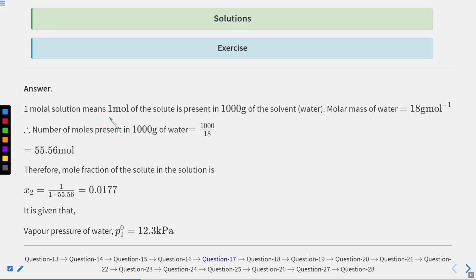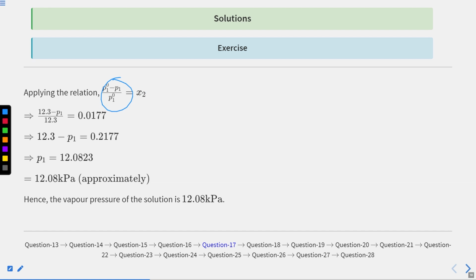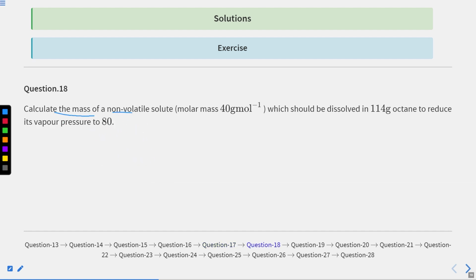So a 1 molar solution means 1 mole of the solute is present in 1000 gram. Okay, so therefore the number of moles of water will be 1000 by 18. So first we calculated the number of moles, then we use the mole fraction to calculate x2. Now it is given that the vapor pressure of water is this much. Now we can use this relation to find the mole fraction. Okay, clear? Calculate the mass of a non-volatile solute. You have to calculate the mass of a non-volatile solute.